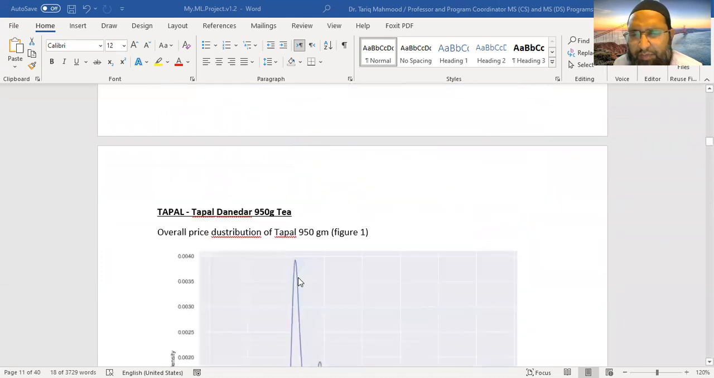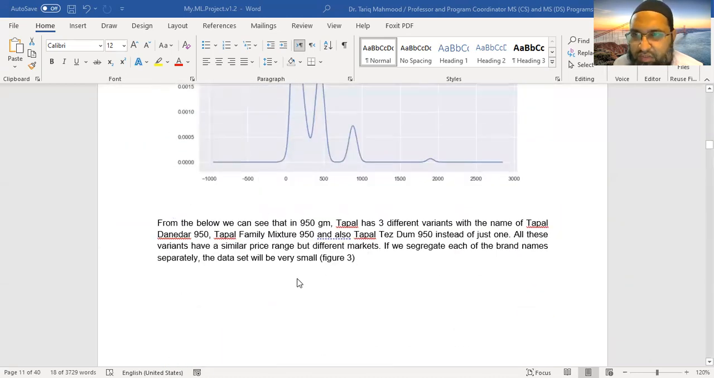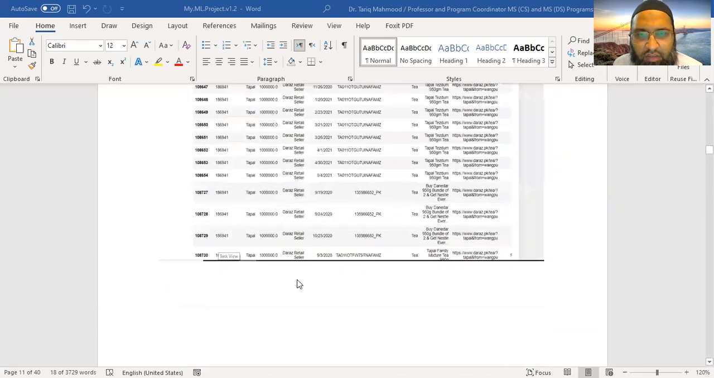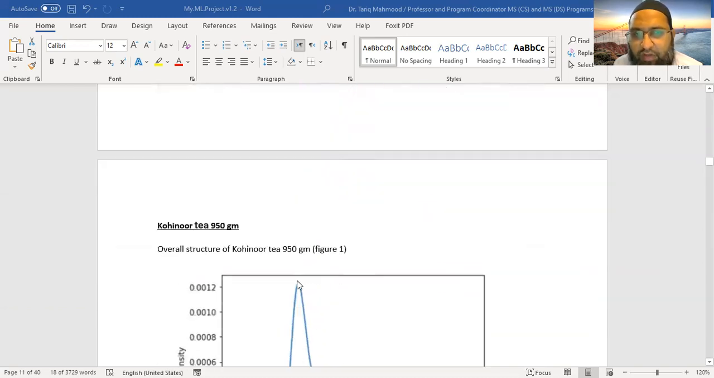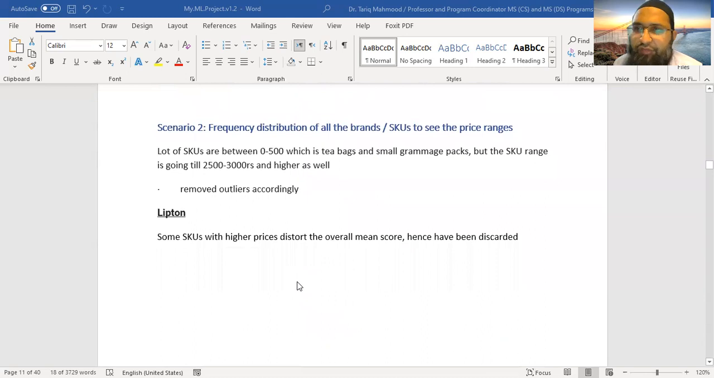So there's a huge peak between 0 and 1 kg, or between 0 and 500 gram. So the different types of products that are being offered are not very different from each other. That's one analysis that we can gather from this one.